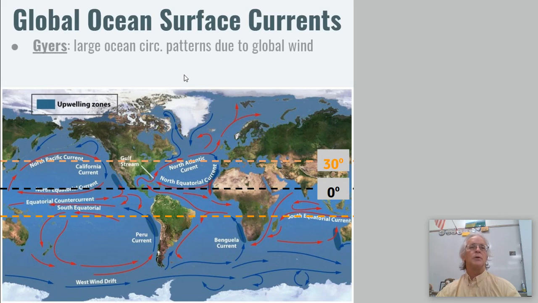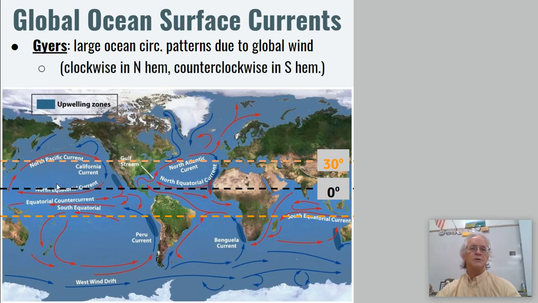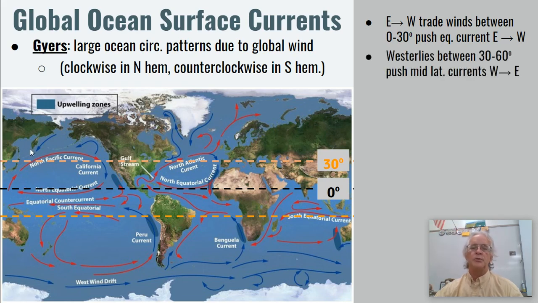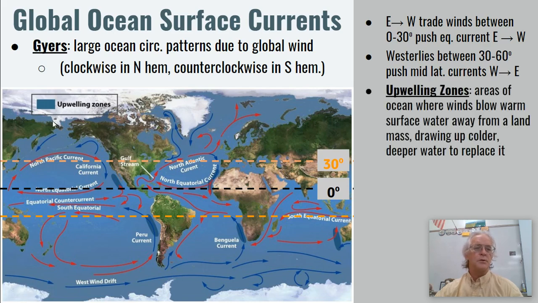Here, what happens? The global ocean surface currents are known as gyres. They're large circular patterns due to the global wind. They go clockwise in the northern hemisphere and counterclockwise in the southern hemisphere. Why? Because there's an east to west wind, because basically the wind can't keep up with the motion of the earth, and therefore it falls behind. It goes this way. But between 30 and 60, they go the opposite direction, and therefore it goes like this. The gyre goes in this direction, and it goes in this direction.